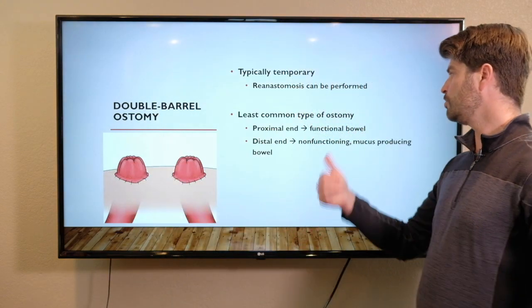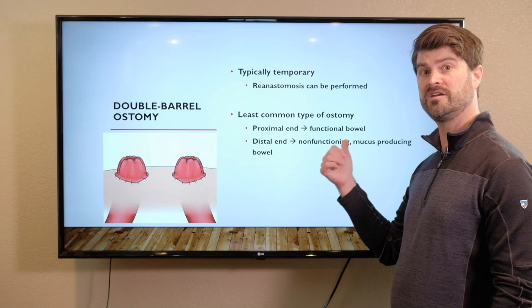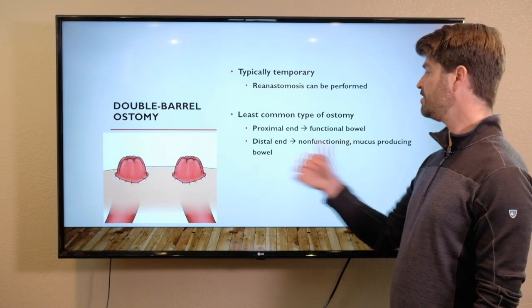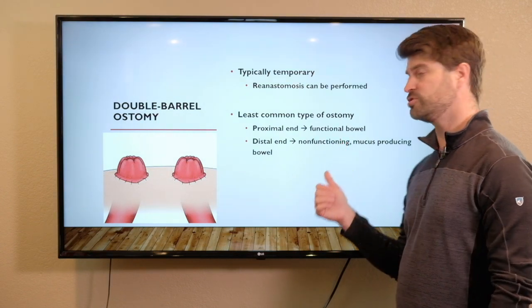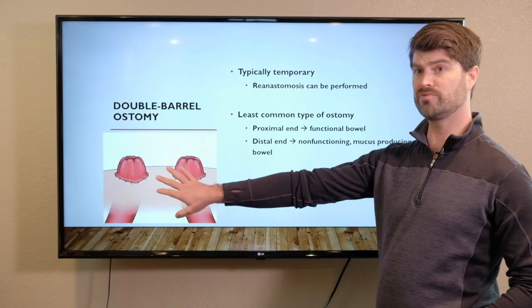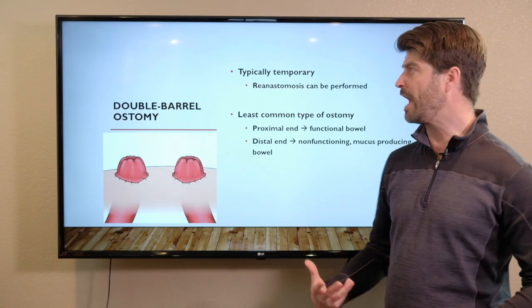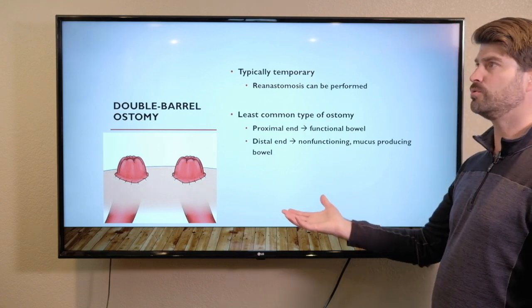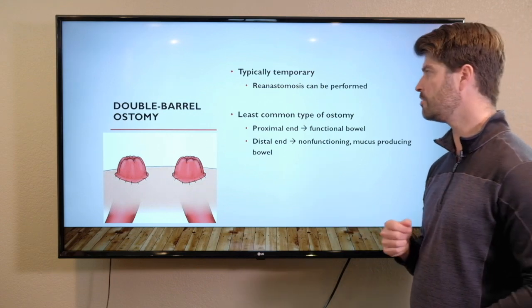One is going to be our stool producing. So the proximal end is going to produce stool. The distal end is non-functional. It's going to be producing some mucus. But both of them we need to dress with an ostomy bag to collect that stool content or that mucus content from our patient.